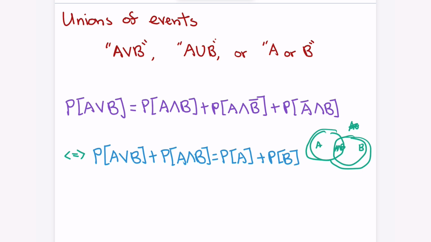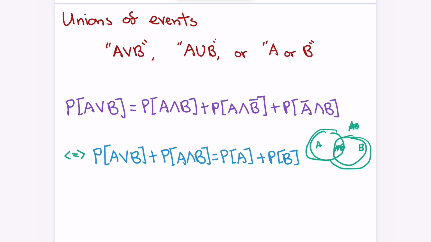And just like adding up Venn diagrams, the area of A or B plus the area of the overlap will give you the area of A plus the area of B, okay? So that's what this equation expresses here. The probability of A or B happening plus the probability of A and B happening is always equal to the sum of the probability of A plus the probability of B. Okay. Good.